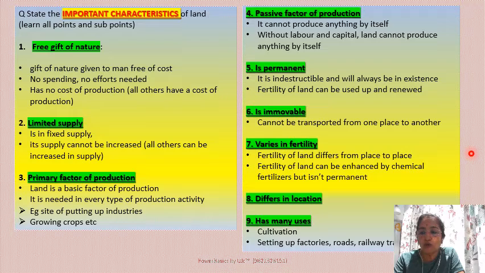Land is so useful. So these are the 9 characteristics of land. Please learn them up. Just writing the subheadings is not going to get you marks. Write the explanation below it in points. So beautifully, I made it so easy for you. Learn it from here if you like.